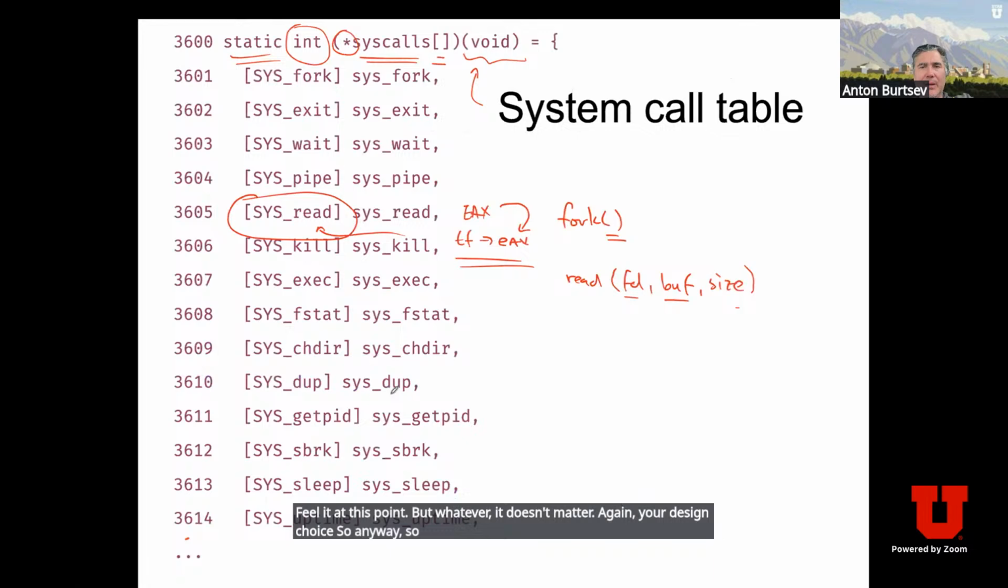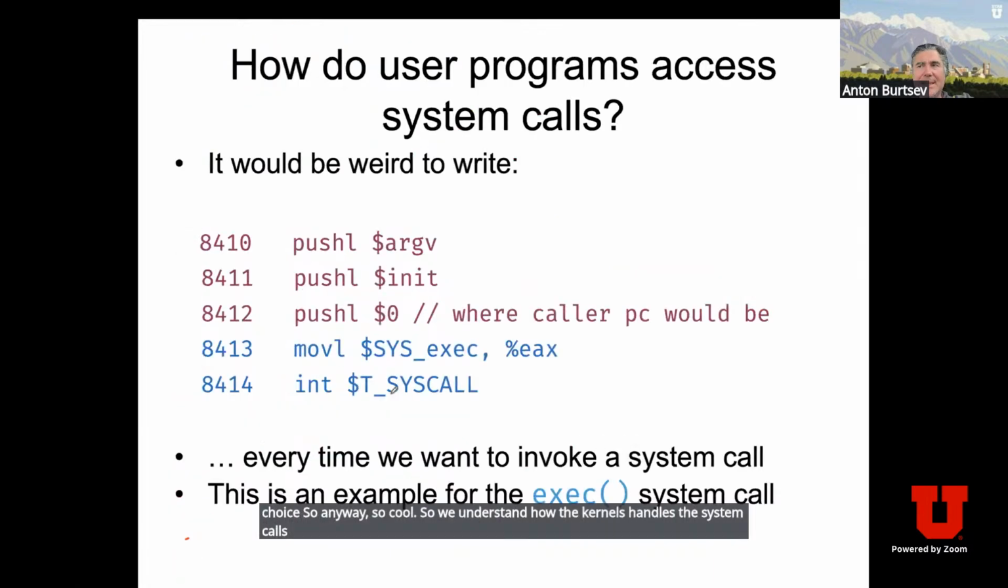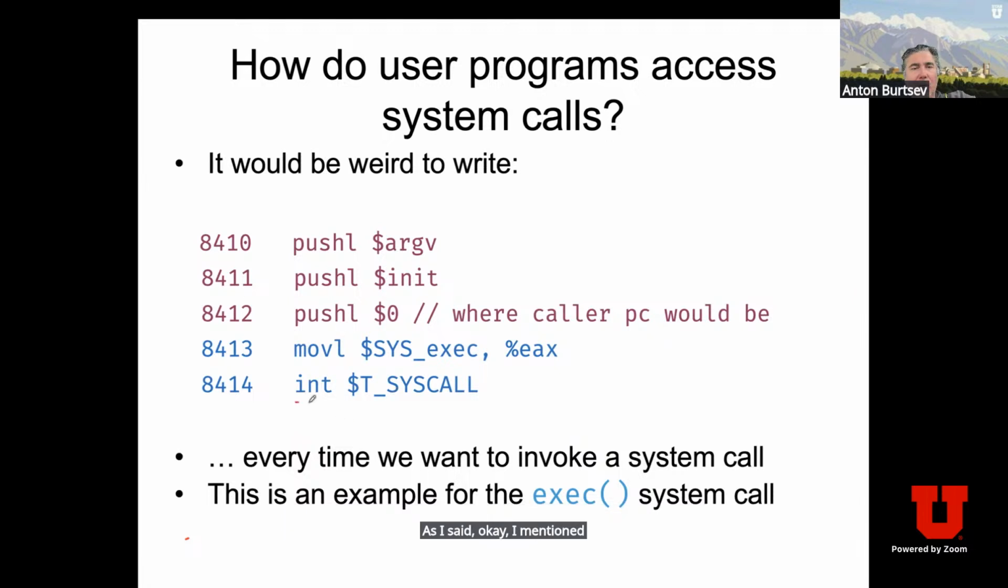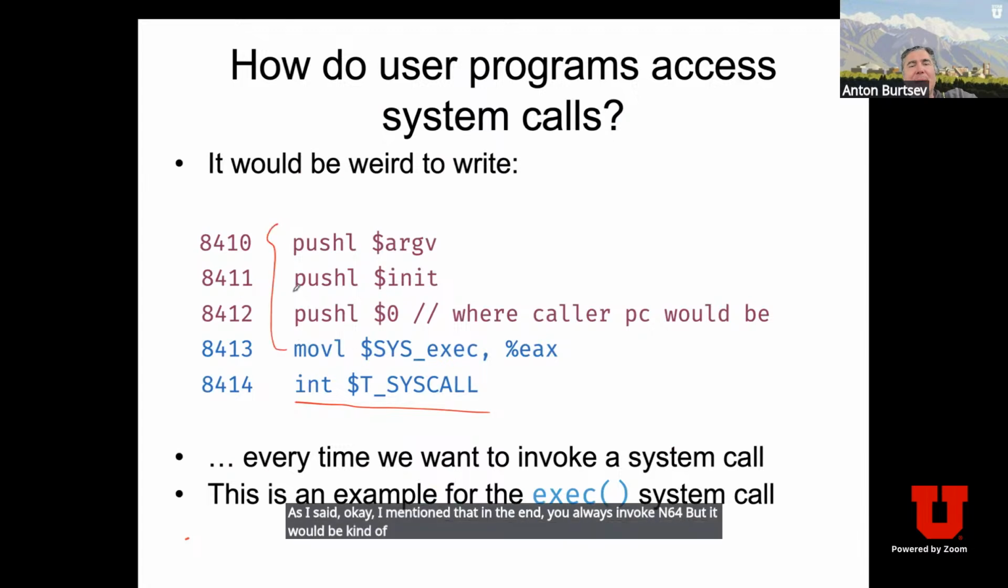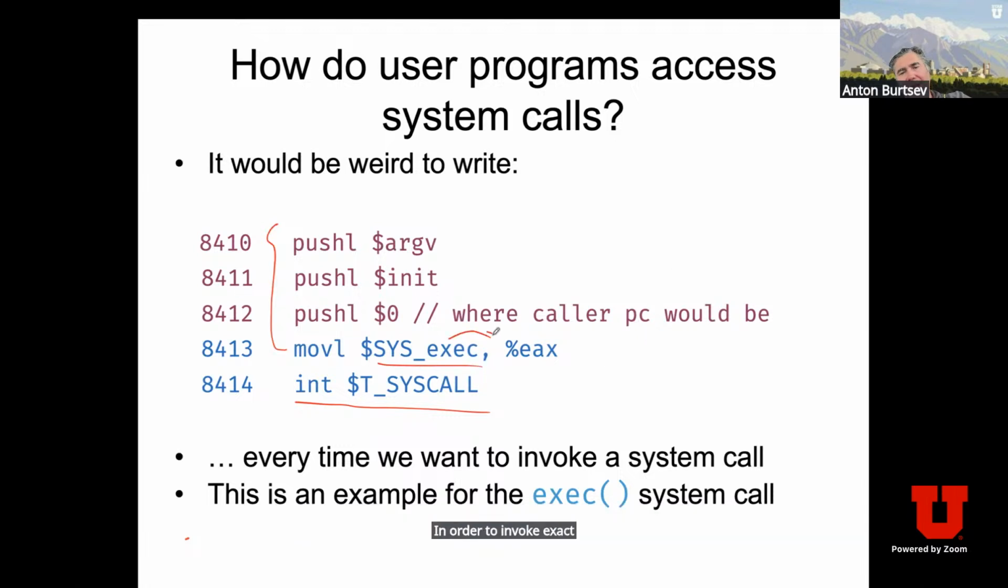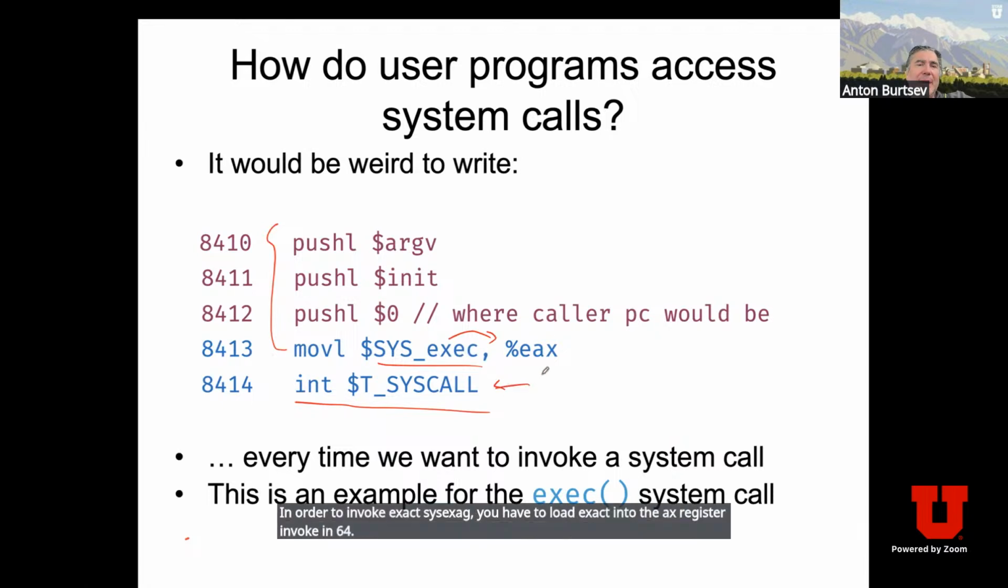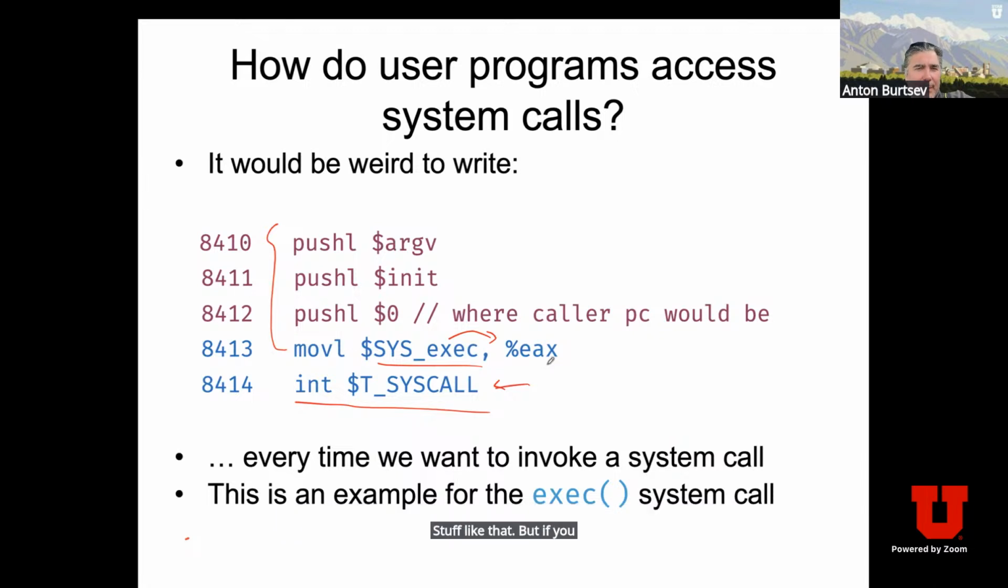So anyway, we understand how the kernel handles the system calls. But now let's take a quick look at how the user programs invoke the system calls. As I said, in the end, you always invoke int 64. But it would be kind of ugly to write this assembly sequence every time we want to invoke a system call. For example, here, in order to invoke sysexec, you have to load the exec number into the EAX register, invoke int 64, stuff like that, and push some arguments as well, but don't pay attention to this.